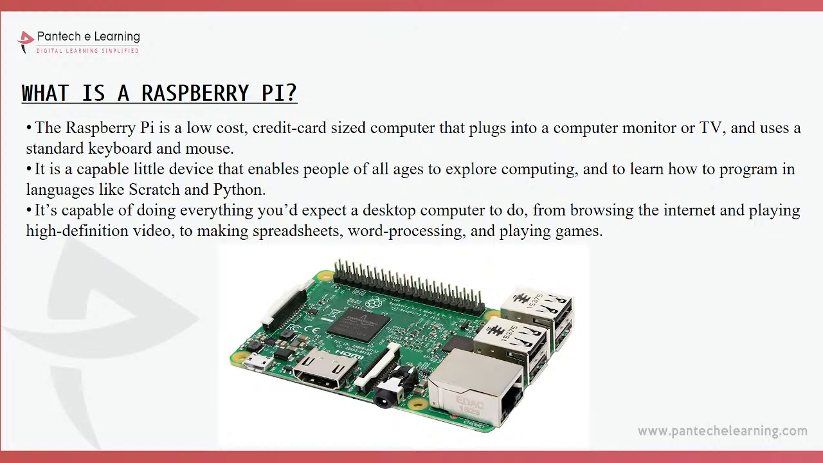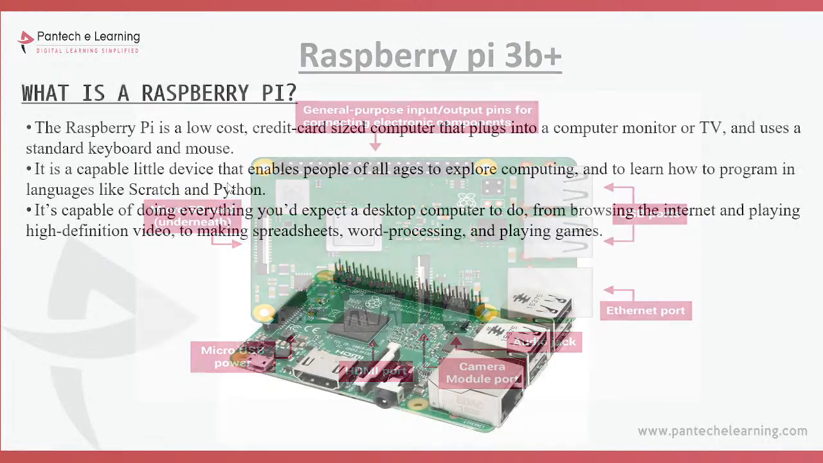No need for a mouse or anything on the Raspberry Pi. Directly from our phone or laptop we can access it, and use it normally on our phones and laptop systems. If you don't have a LAN, you can connect through Wi-Fi. Raspberry Pi has Bluetooth and Wi-Fi also provided. Here, the second point, it is a capable little device that enables people of all ages to explore computing. People of every age can use it.